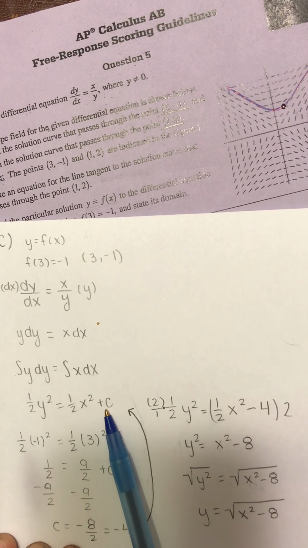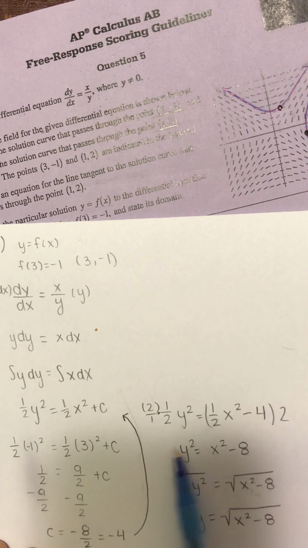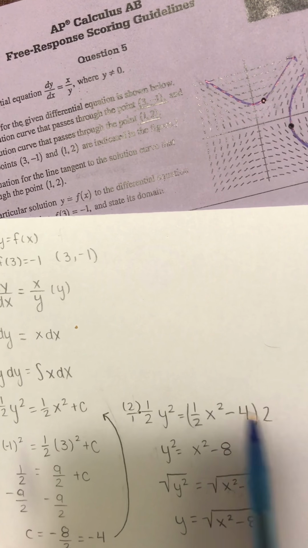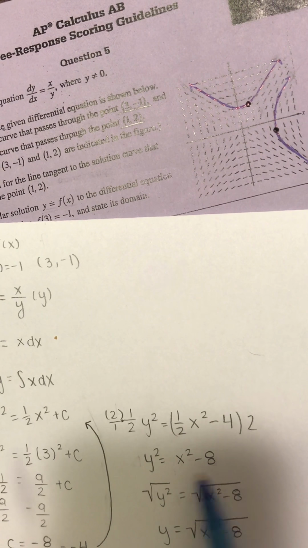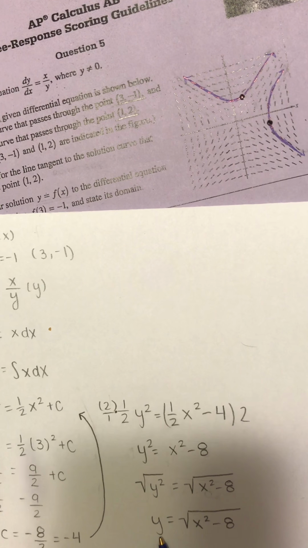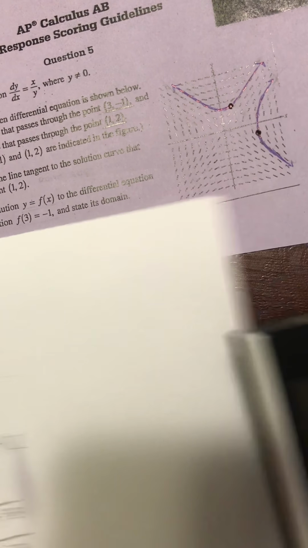So we can plug that back into the equation, and then we can solve the equation for y equals. We do this by multiplying by 2, and then we can take the square root, and we get the overall equation of y equals the square root of x squared minus 8.